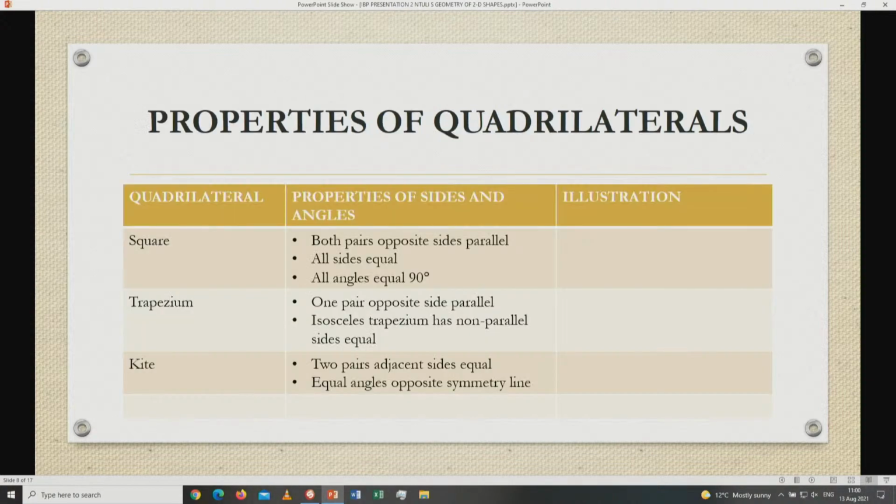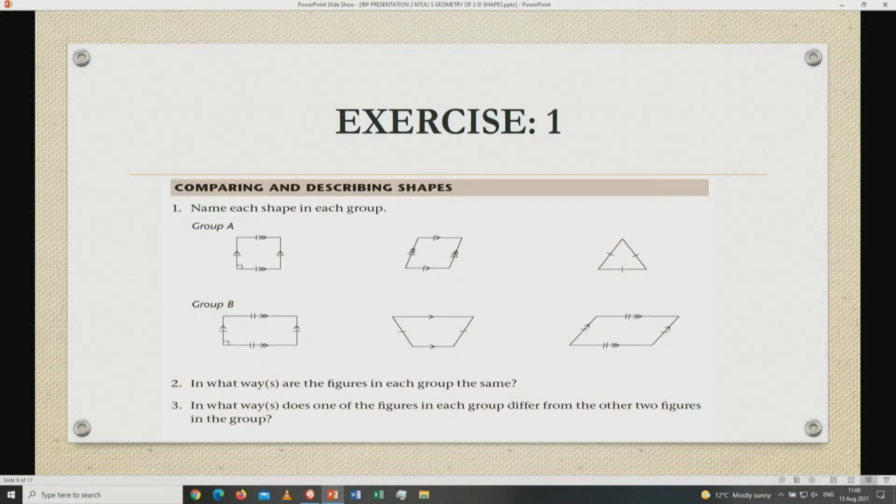Right, let us get to the first exercise there, guys. We are comparing and describing shapes. Name each shape in each group. We've got group A, with this shape and this shape. And then we've got group B, which is this shape and this shape. Now, guys, number one says name each shape in each group. We need to give the name of the shapes.